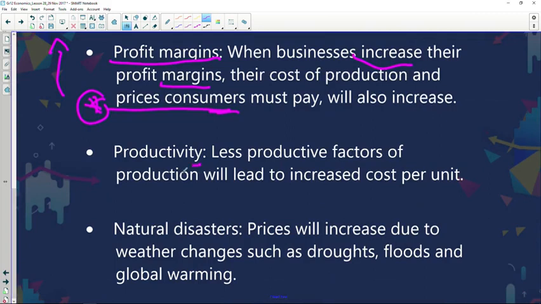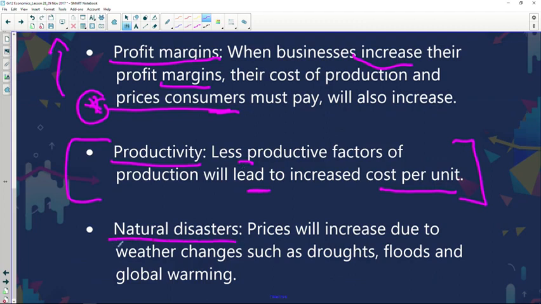Another point that we need to consider is productivity. When we have fewer factors of production, this will lead to increased cost per unit. Because economics centers around this topic, the fact that we have limited resources or scarce resources, the cost per unit becomes quite high based on the fact that we have fewer productive factors available at our disposal.